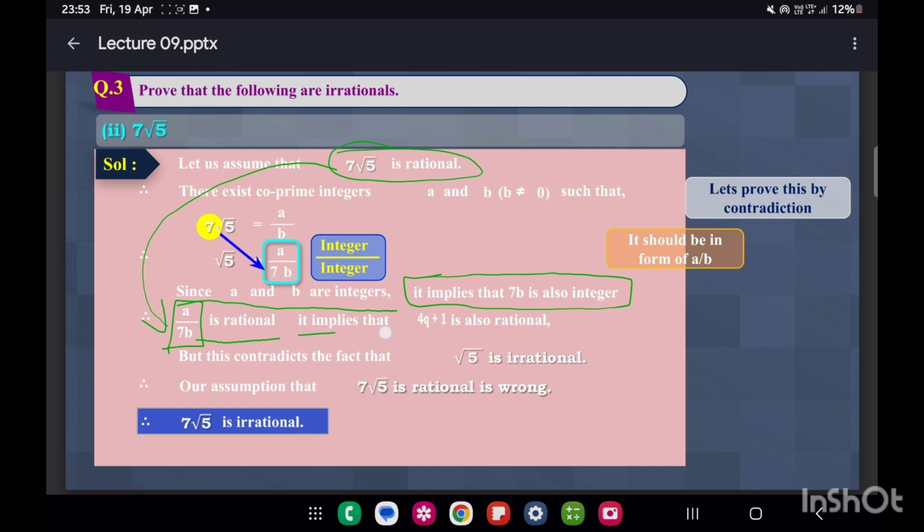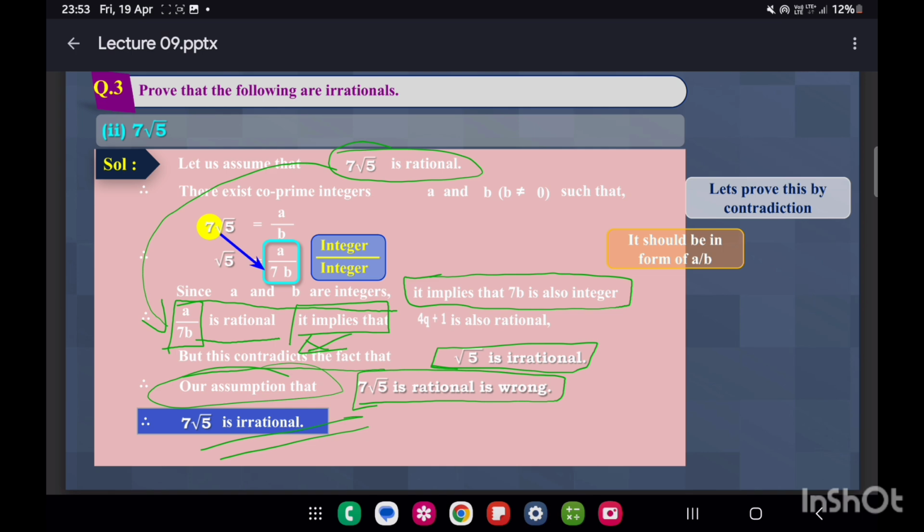It implies that this contradicts the fact that root 5 is irrational. Already we know that root 5 is irrational. So our assumption that 7 root 5 is rational is wrong. Therefore we can say that 7 root 5 is irrational. Only this much proof you need to write in the examination.